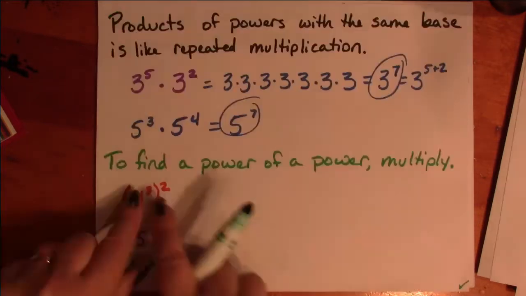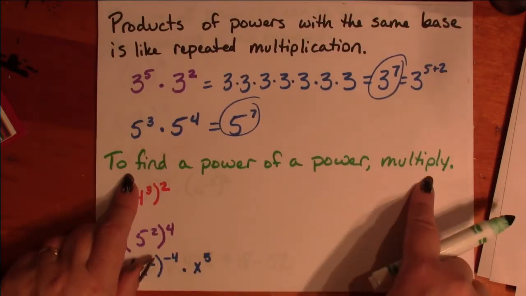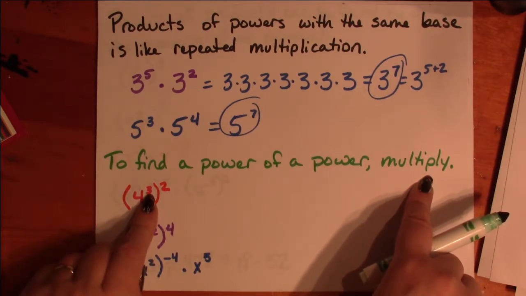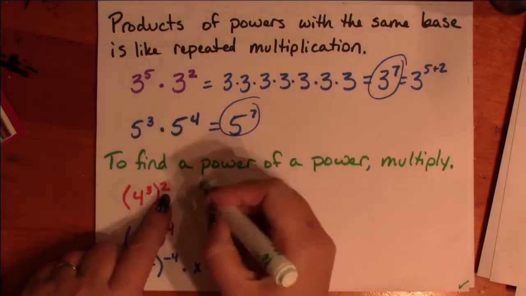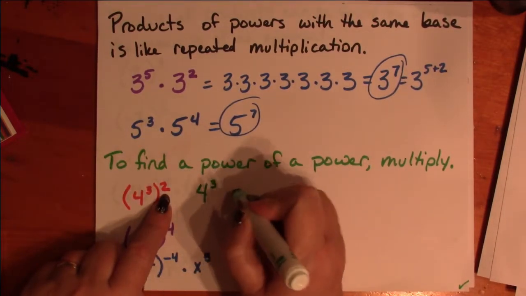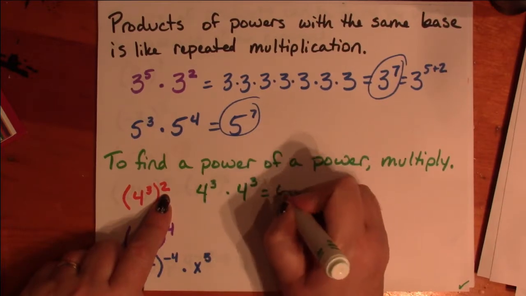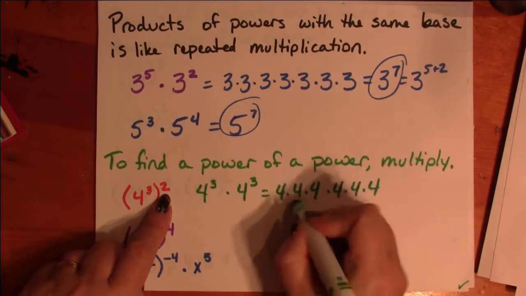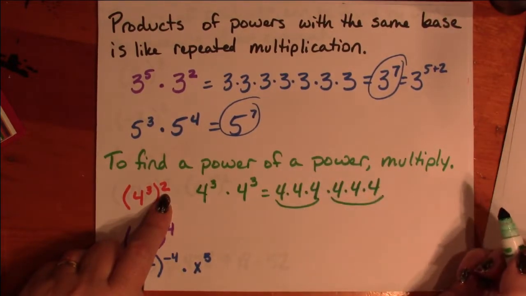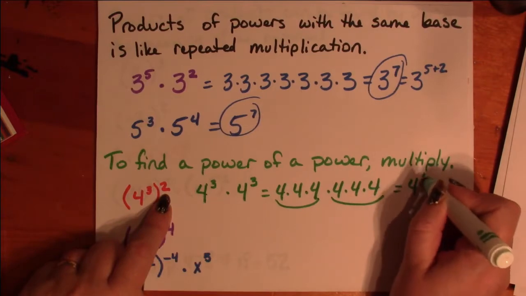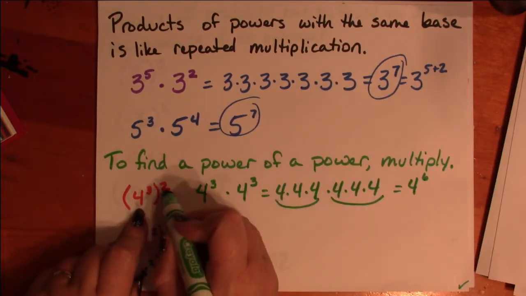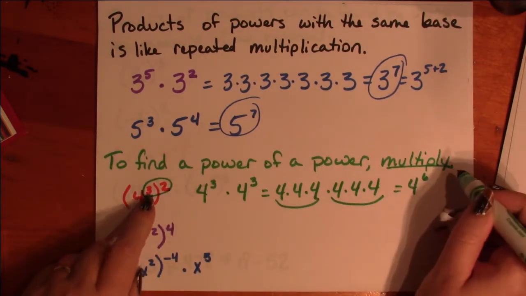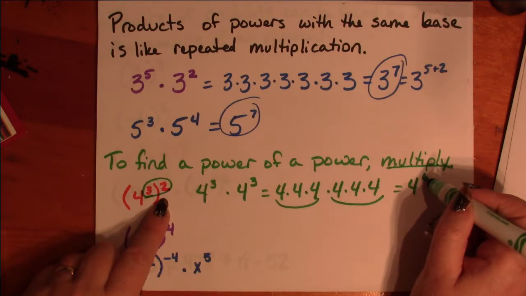That's our distance. To find the power of a power, we're going to multiply. If I have 4 to the third squared, that's really 4 to the third times 4 to the third, which is really 4 times 4 times 4 times 4 times 4 times 4. 4 to the third times 4 to the third is going to give us 4 to the sixth. So when you have a power to a power, the shortcut is to multiply. 3 times 2 gives us 6.